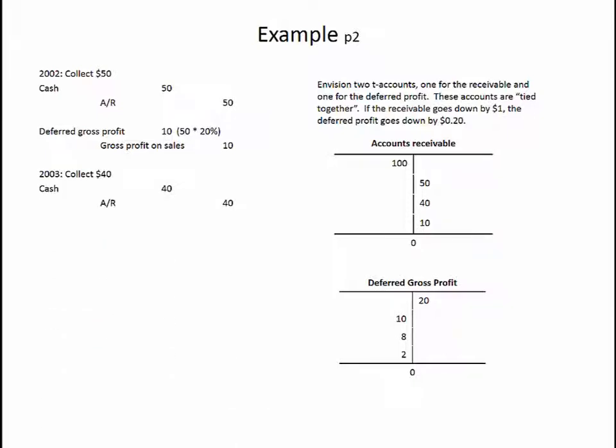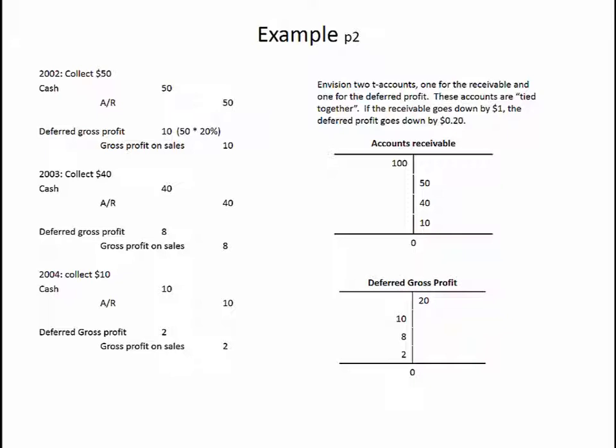So in 2003 we collect another $40, and again we collect that like any other receivable, a debit to cash, a credit to accounts receivable. And again we say we collected $40 in cash. Of that $40, 20% or $8 represents the gross profit. And finally in 2004 we do the same thing with our last $10. We collect $10 and recognize $2 of gross profit.